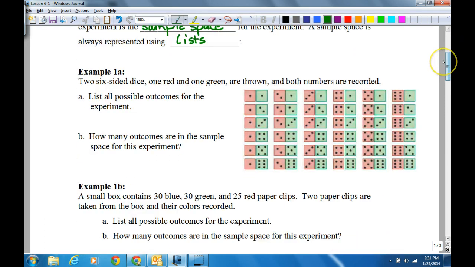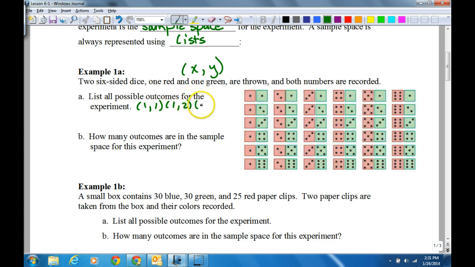Here we have two 6-sided dice, one green, one red, and they called it dice in this case, are thrown and both numbers are recorded. List all the possible outcomes of the experiment. Notice they gave you a picture of every possible outcome here. But if you were actually to list it out, like in your homework, they're going to ask you for the sample space. You would actually write down, like say your first dice is X, and your second dice is Y. You say 1, 1. 1, 2.